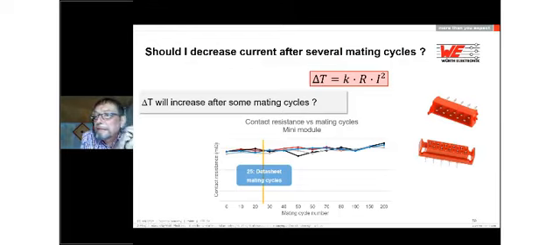You can respect the mating cycles in the data sheet, and if you do not go over the mating cycles, the contact resistance will never increase. That's what we guarantee from the Würth Elektronik side.